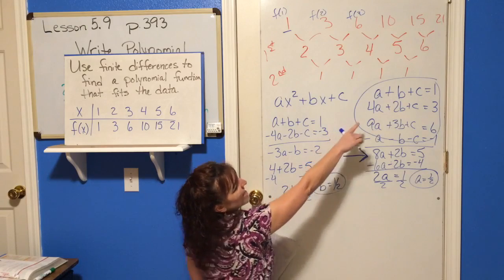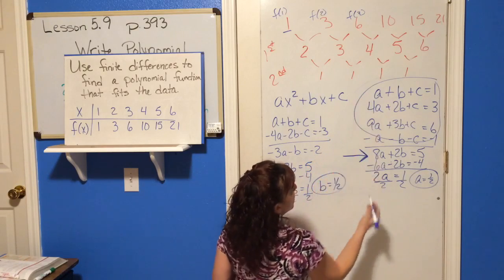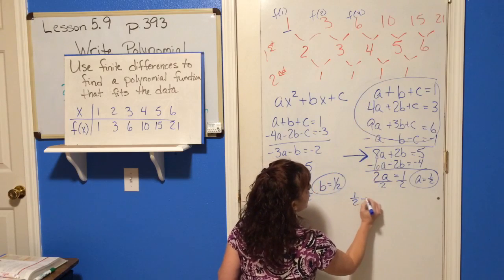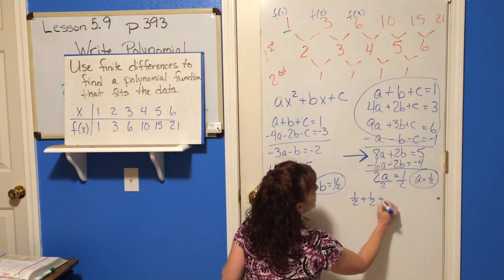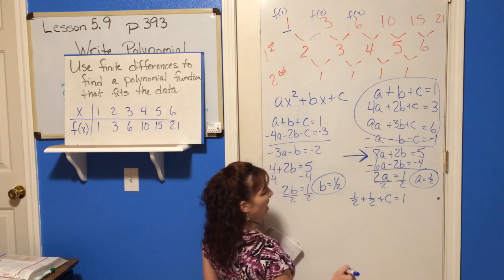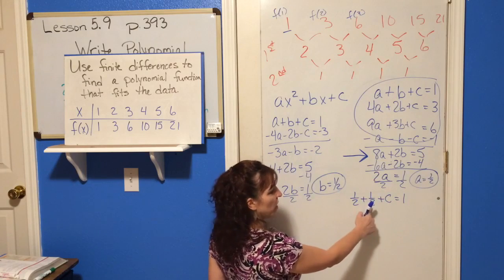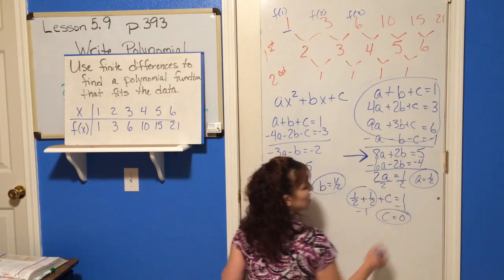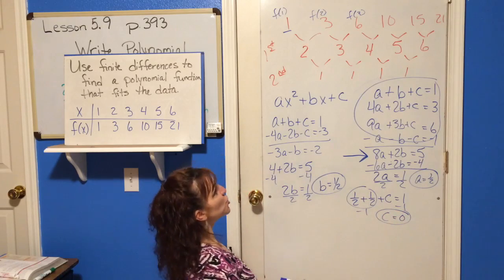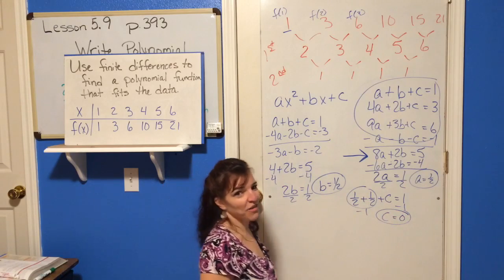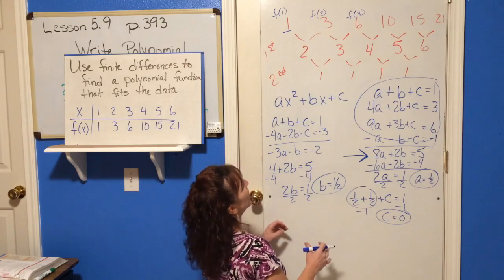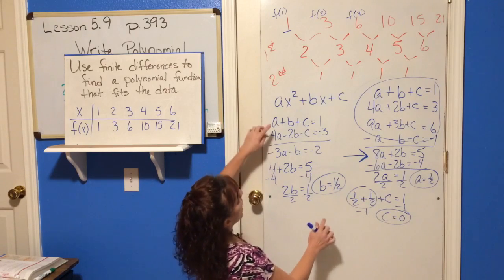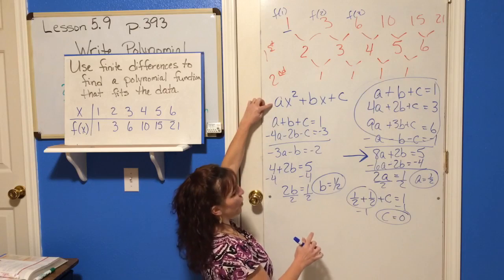So let's put it back into this one, which is going to be the easiest one. a is 1/2 plus b is 1/2 plus c equals 1. 1/2 plus 1/2 is 1. So minus 1, so c equals 0. Are you following me? Here we go. Now we're going to put a, b, and c back into this original equation.